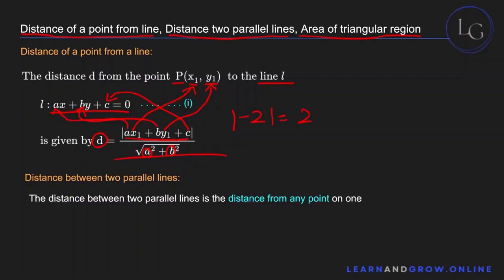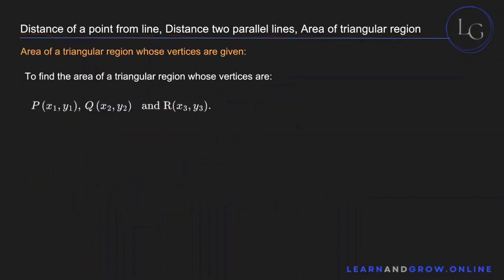And similarly, you can find the distance between two parallel lines by just taking a point on one of the lines and calculating its distance from the other line, right? Just simple. I don't think there's really much to do about this. And now let's see what the area of a triangle is.